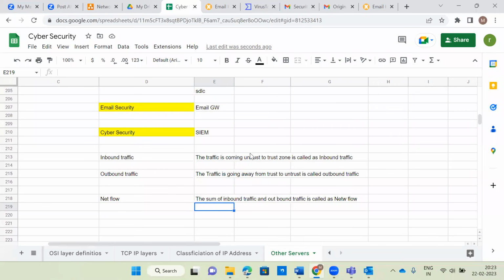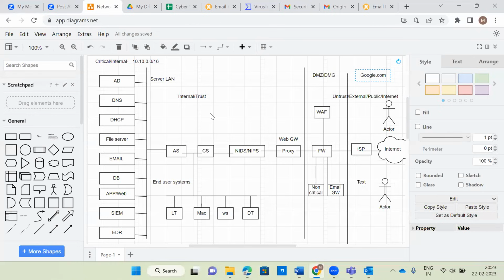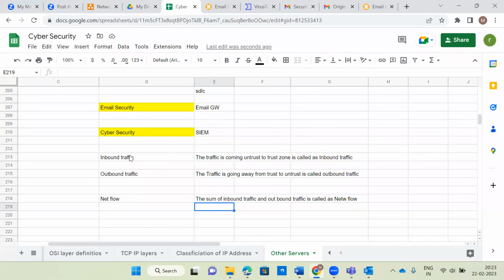So what is a SIM tool? It is used to monitor all these things. But monitoring is the last thing. What is the first thing? Log collection. You are right, log collection.